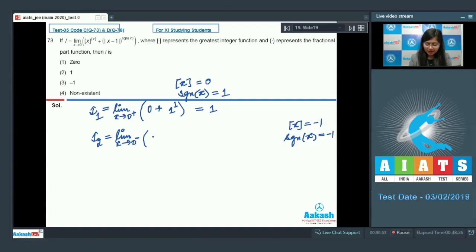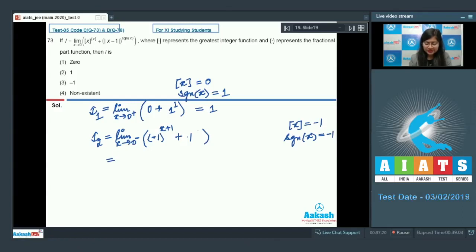Okay, so this can be written as minus 1 raised to the power fractional part of x, which can be written as x minus greatest integer of x, that is minus 1. So this can be written as plus 1 plus modulus of x minus 1 raised to the power minus 1. Here x can directly be put as 0. So that is 1 raised to the power minus 1, that is 1.